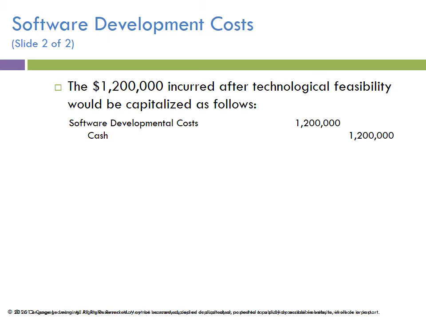First of all, the cost before the feasibility date would be expensed. The cost from the feasibility date until January 1, when they started selling it, would be capitalized as an asset, $1.2 million.